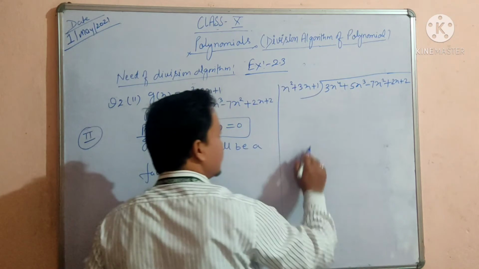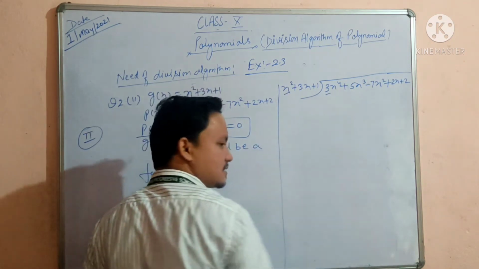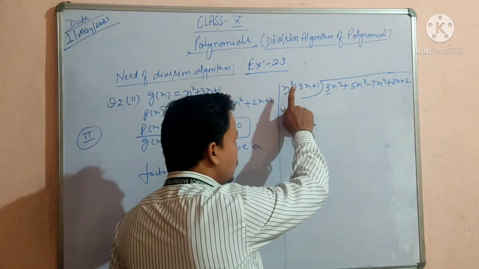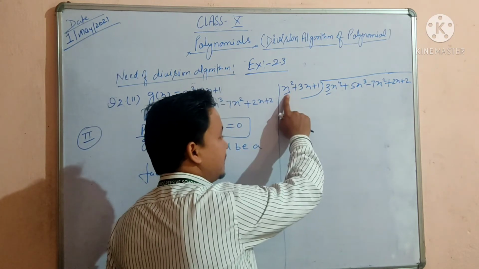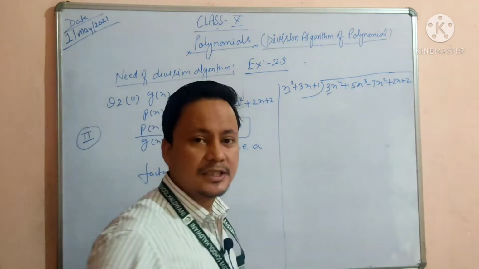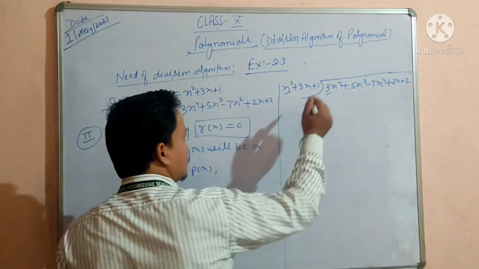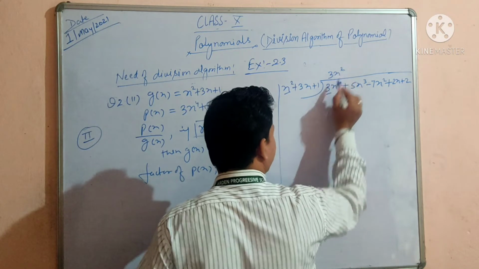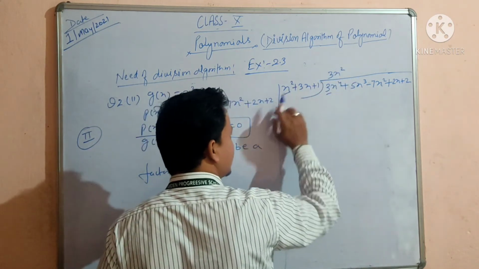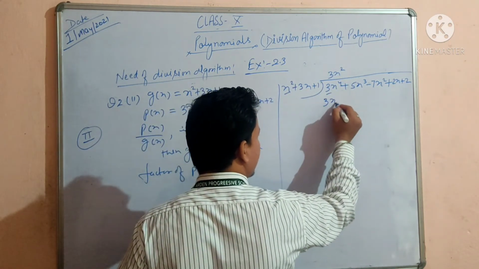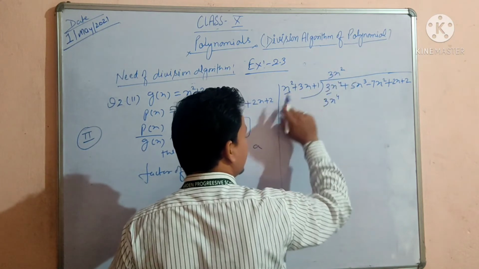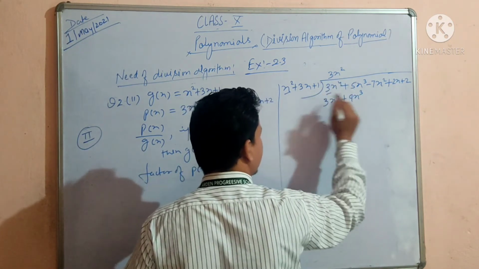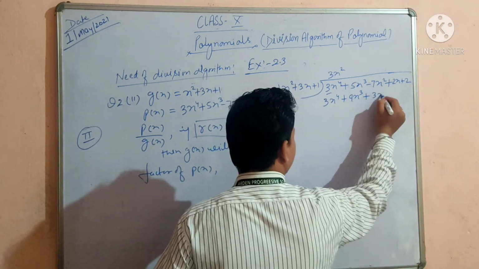Okay, now divide. Here see the first term and here see the first term. Now we have to eliminate this one with the help of this one. So how much do we have to multiply here so that we can get 3x to the power 4? We have to multiply this x square with 3x square. So 3x square into x square will be 3x to the power 4. 3x square into 3x, 3 threes are 9x cube, 3x square into 1, 3x square.